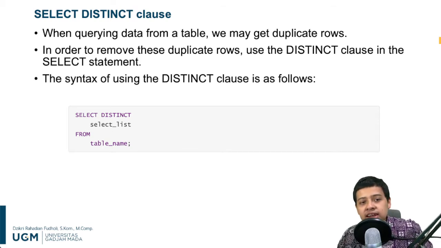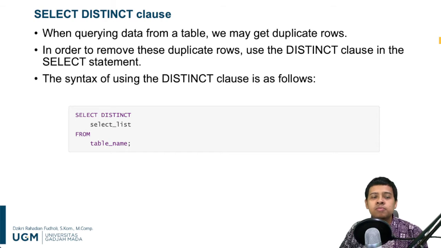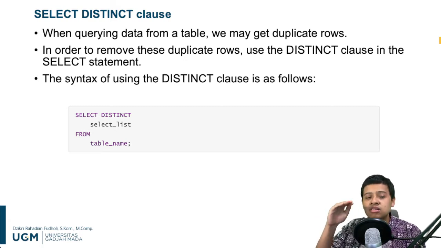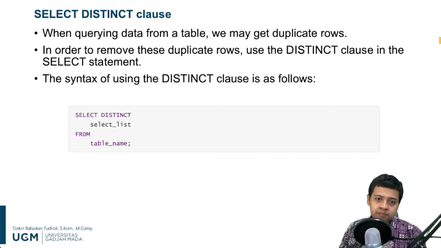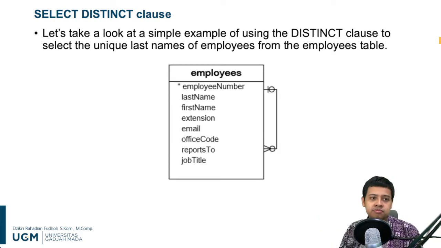Now in the select itself, we can add a select distinct clause. So we can add a new clause, a new syntax, which is distinct. The use of distinct is to avoid duplicate rows. So if we have rows with the same value, and we use this, then the result set will contain only one of the same value.